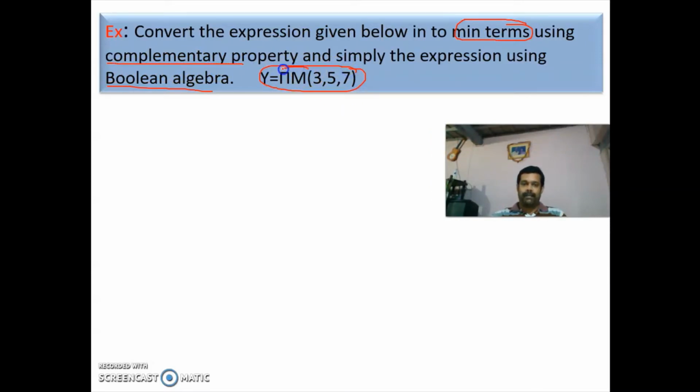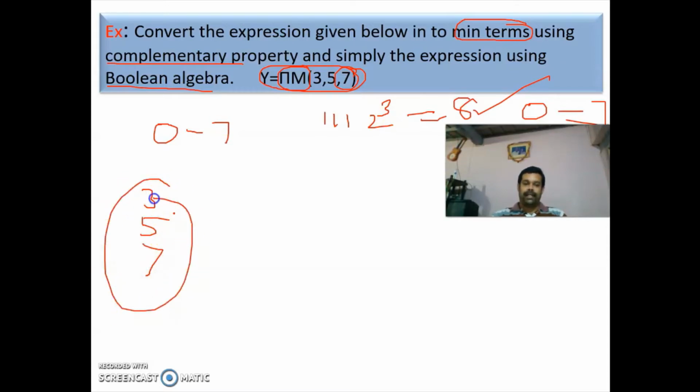Why? Because you are having capital M and pi. In the given question, the highest number is 7. To represent 7, we need a minimum of 3 bits. With 3 bits, you can write numbers from 0 to 7, that is, 2 to the power 3 is 8, so 0 to 7 gives you 8 numbers. Of these, the numbers 3, 5, 7 are given in the question, and they are maxterms.